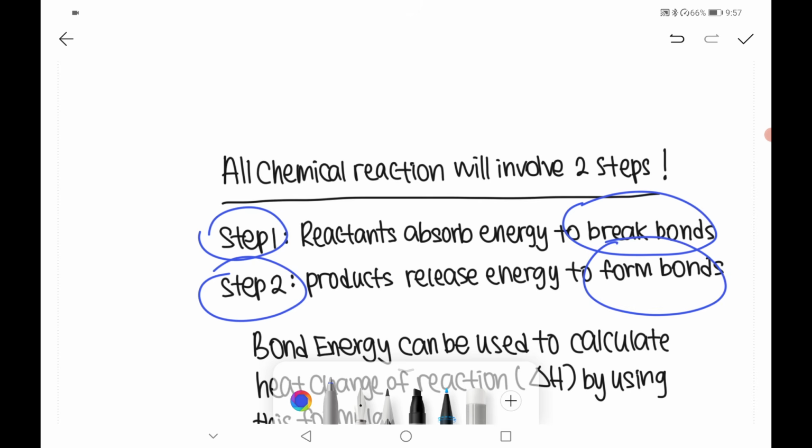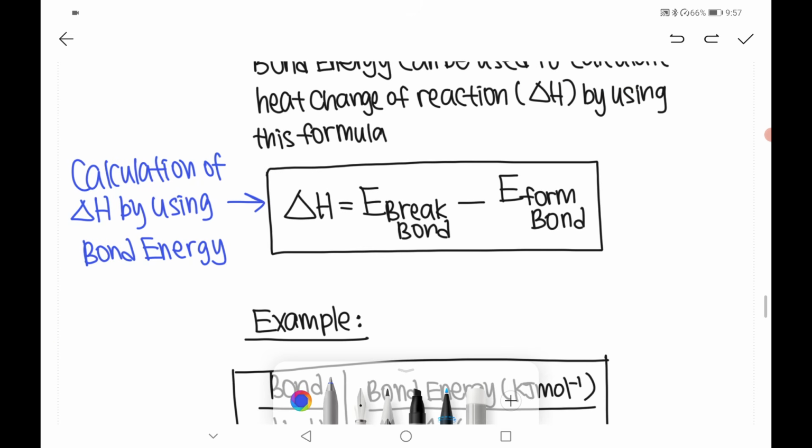Step 1 is break bond. Step 2 is form bond. That's why you must put break bond minus form bond. You cannot reverse it. You cannot write form bond minus break bond. Always break, then only form.